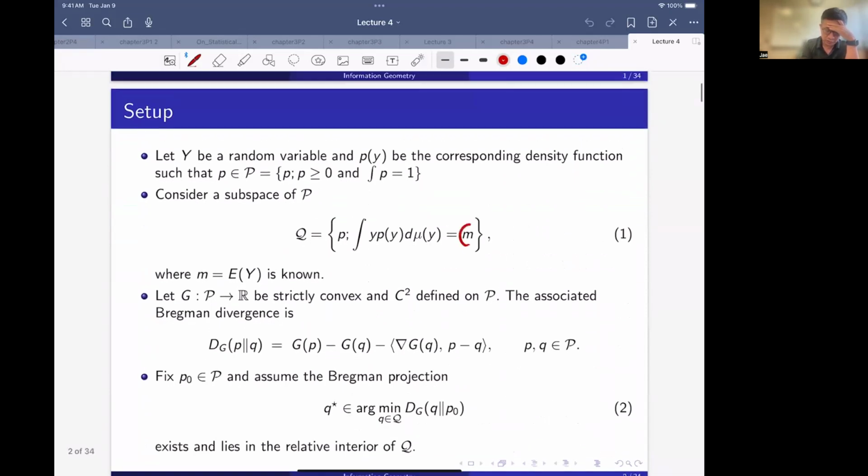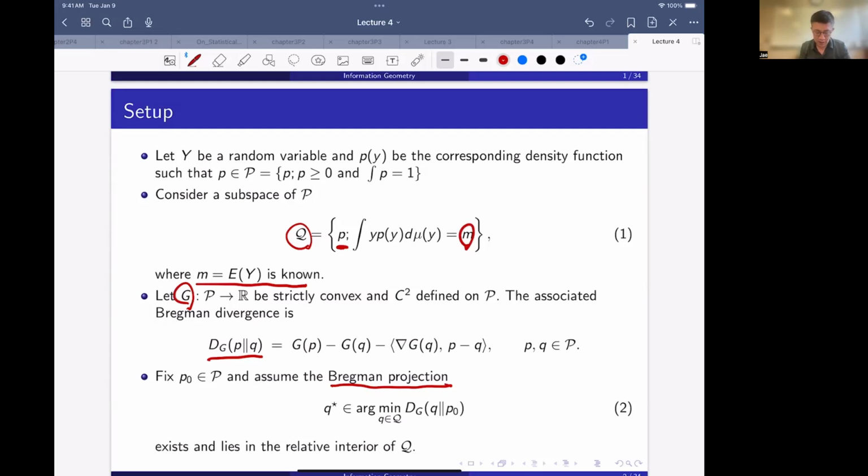Suppose you have a moment condition. Then you can think of all possible distributions with the moment condition. So this is kind of M-flat, right? And then we use a generator convex function to develop a Bregman divergence. So it is something like this, and then we can basically develop a projection. We can call this Bregman projection, which is a generalization of the information projection, right?